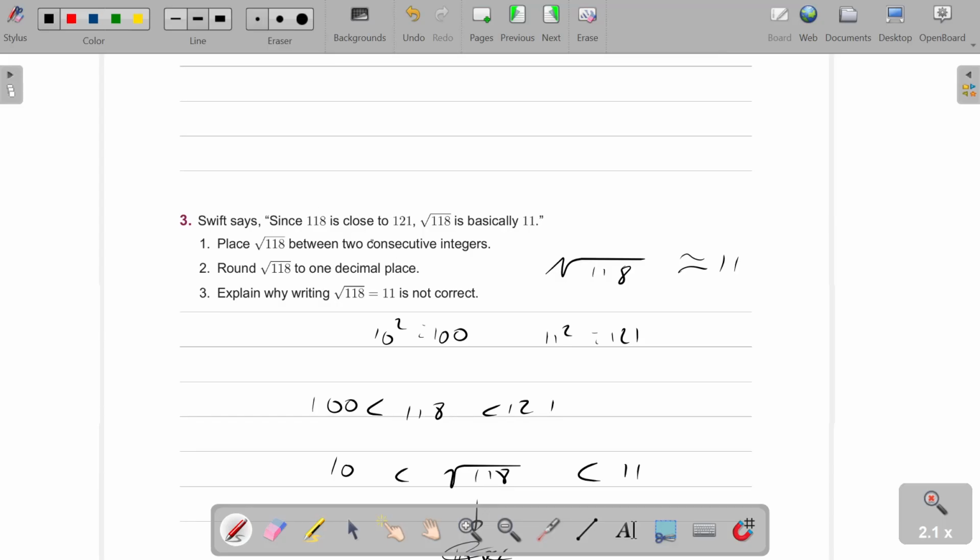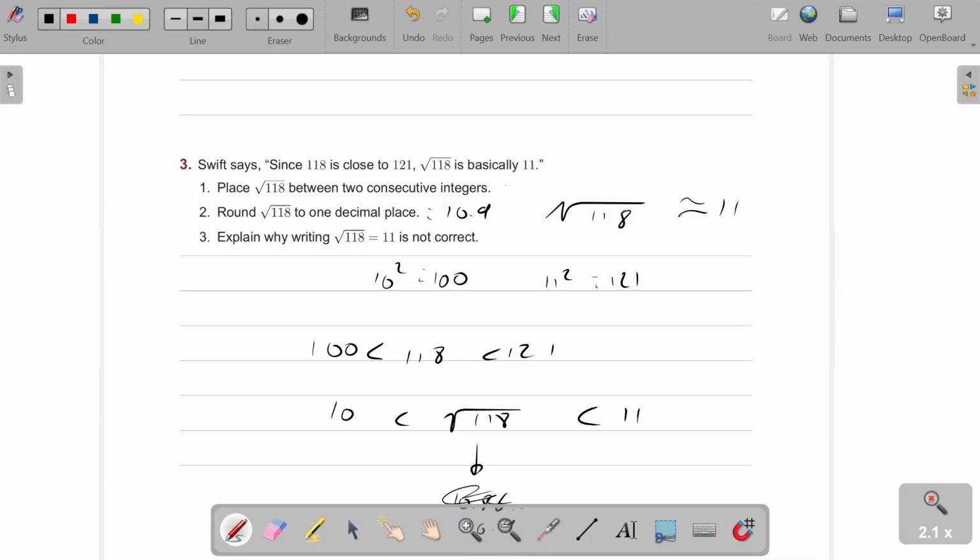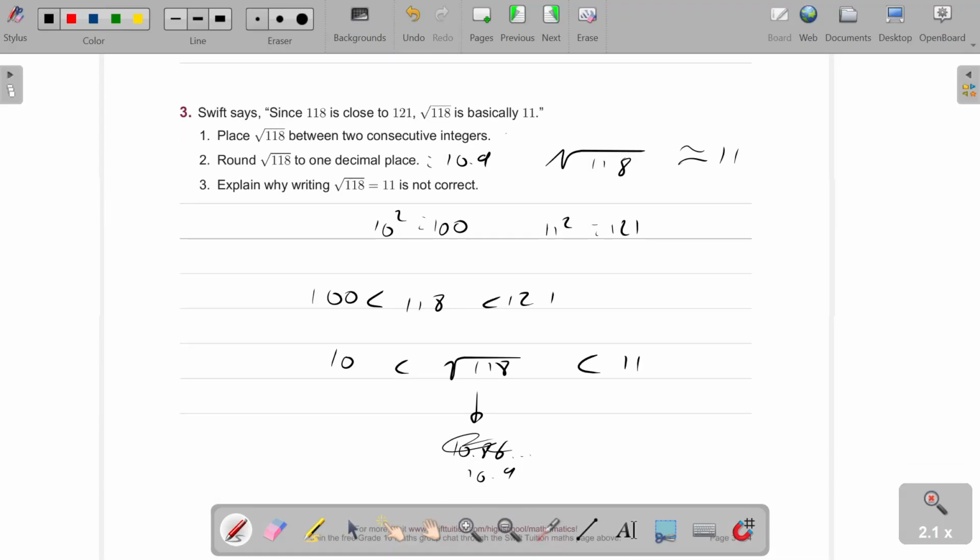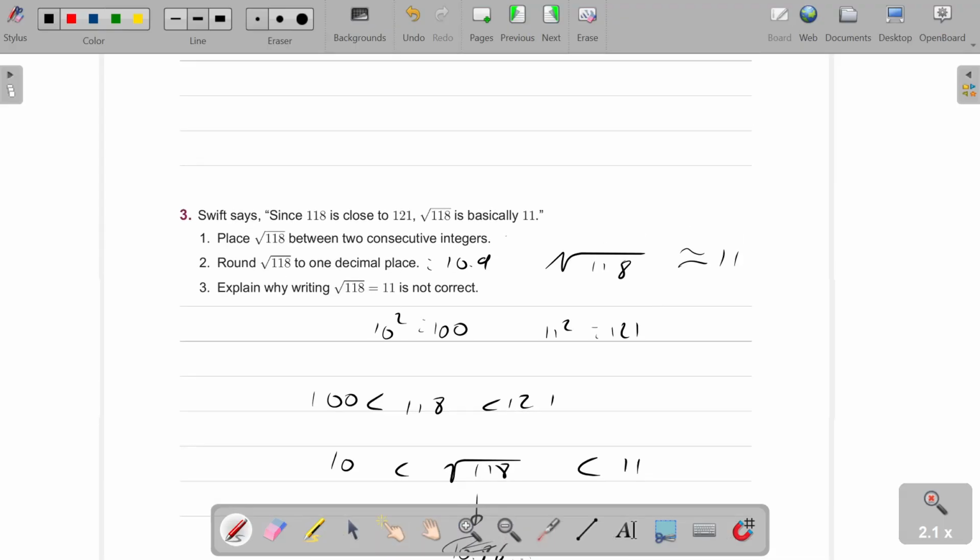Okay. So place 118 between two consecutive integers. I already done so rather. And then rounded off to one decimal place, right? Your calculator will give you a couple of different things, but this is going to be 10.9 if I were to round it off to the next decimal place. In this case it's 10.86278, right? And they ask you to round it off to one decimal place.